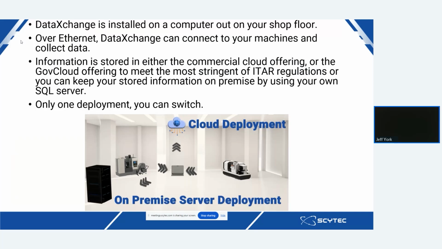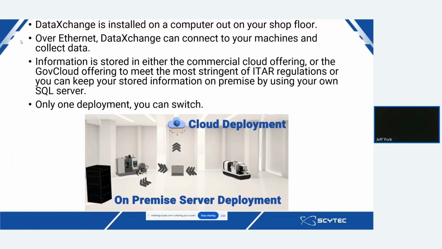And then finally, we have our on-premise solution where you build out your own SQL server in your production environment, store the data that way, so everything is kept on-premise, air-gapped, whatever you want to call it, so that no information leaves your facility. Now, in case you didn't know, you're only allowed one deployment, meaning you can't have a cloud deployment as well as an on-premise solution. You can, however, start with one and then switch over to another. So if you're on an on-premise solution first, you can move over to a cloud deployment.